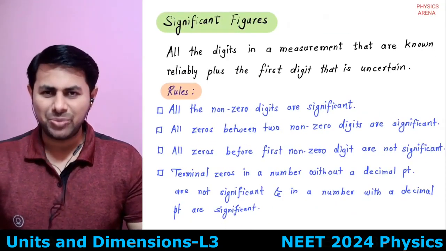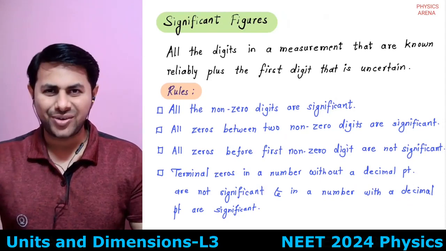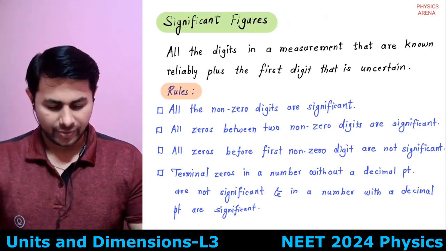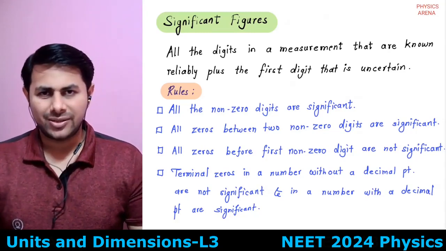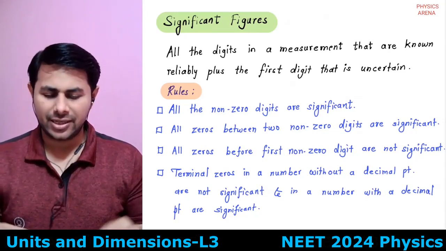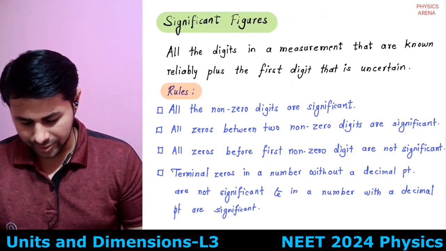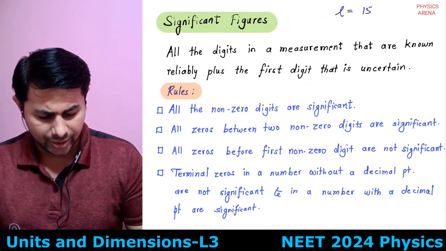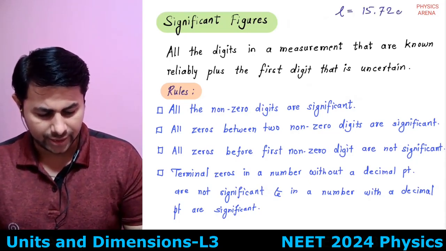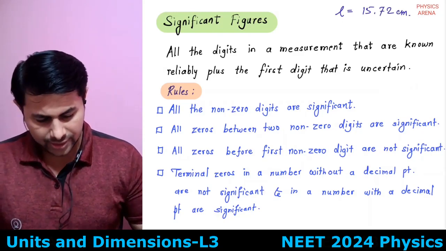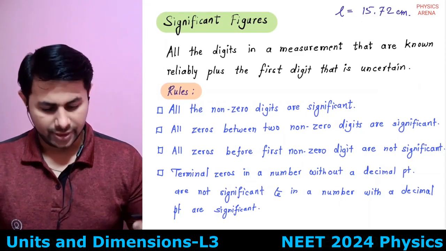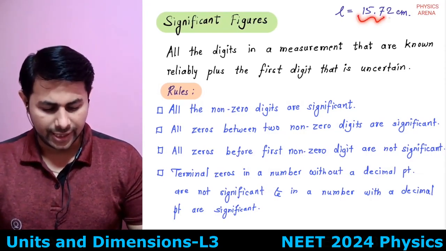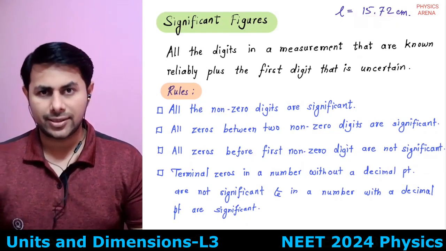and there is one more thing, the last thing before we solve some problems, and that is the significant figures. So what are the significant figures? When we take some measurement, let's say I measure the length of this pen. Let's say the length of the pen is equal to 15.72 centimeters. So in this reading, there are 4 digits and you will be certain about the first 3 digits and you will not be so sure about the last digit.